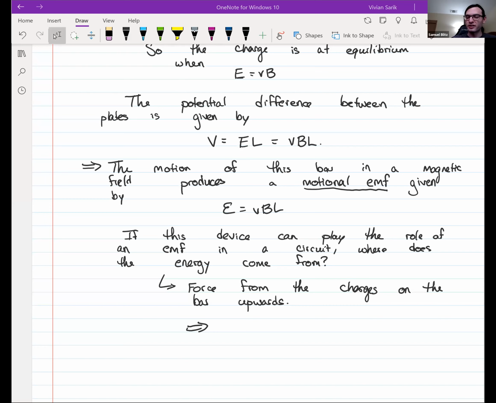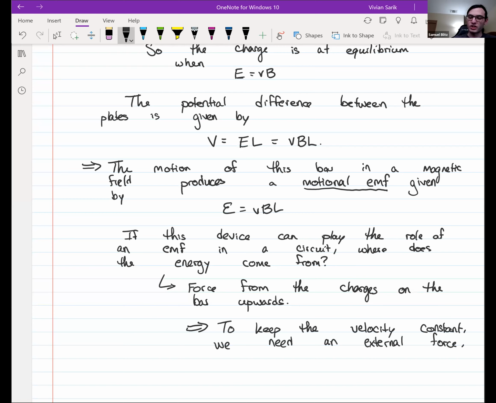To keep the velocity constant, you're actually fighting against an opposing force. So we need an external force, and that force does work. That external force, which pushes down on the bar to keep it moving at a fixed velocity, does work. And the amount of work that it does is precisely the amount of energy provided by the device.